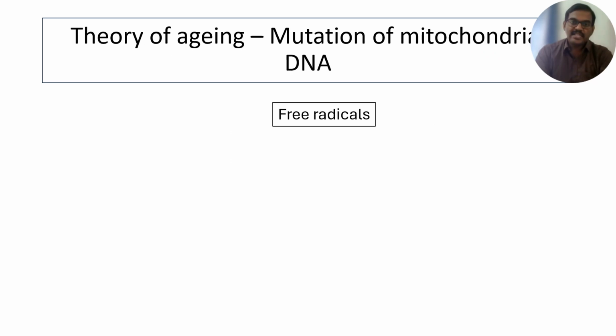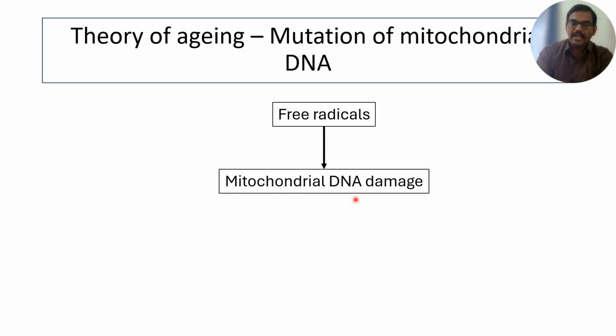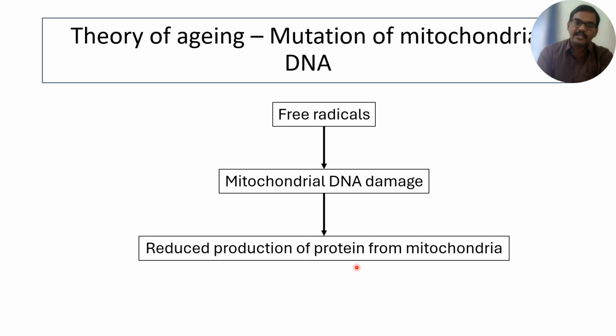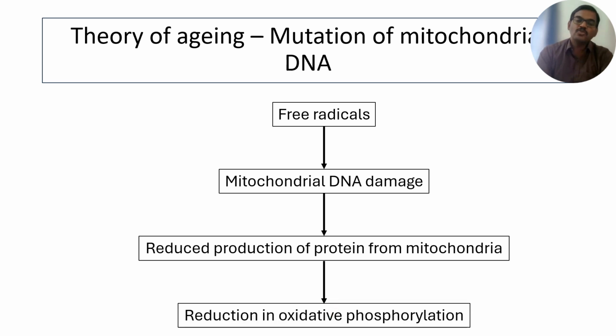Next, coming to the second theory, that is mutation of mitochondrial DNA. In the previous slide, we learned free radicals can be produced from oxygen and that will damage the human DNA. Apart from this, it will also damage the mitochondrial DNA. So the protein which is produced from the mitochondrial DNA will be reduced. That will result in reduction in the activity of the electron transport chain. That is, the electron transport chain will not occur properly. So ATP synthesis will be reduced. That will result in cell damage and aging.